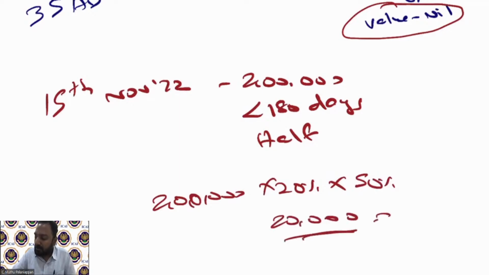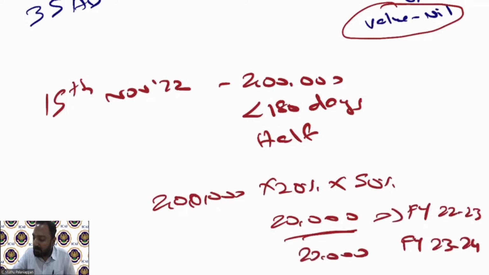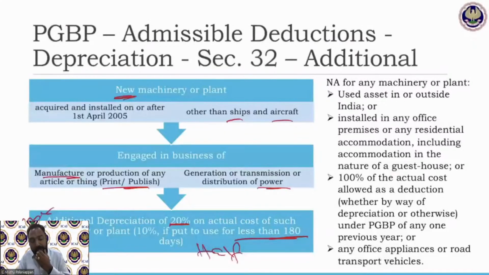So 20,000 is provided in which year? That is, additional depreciation of 20,000 will be provided in financial year 22-23. In financial year 23-24, you will claim the balance 20,000. Because you are eligible for 40,000, since it is less than 180 days, you have claimed half in 22-23, the balance half in 23-24. So that's what you call additional depreciation.